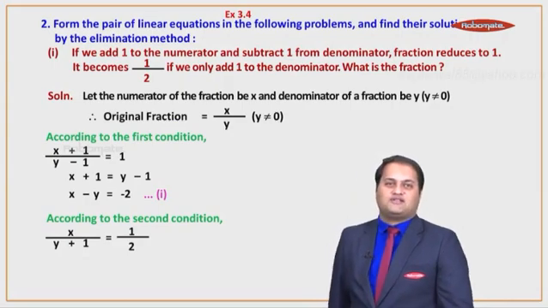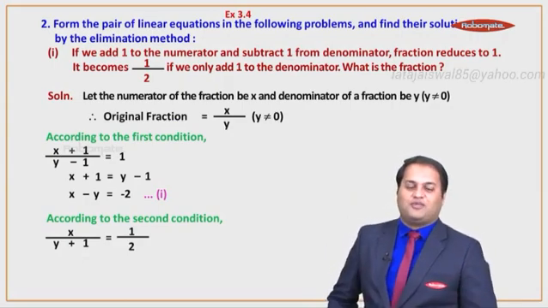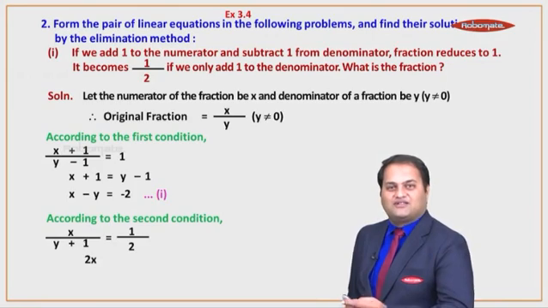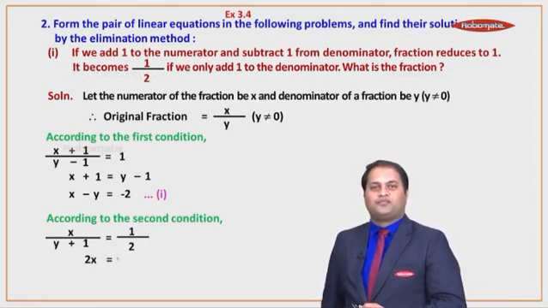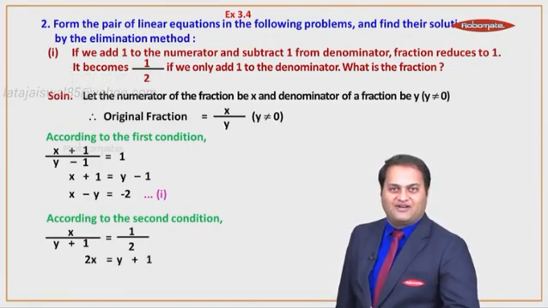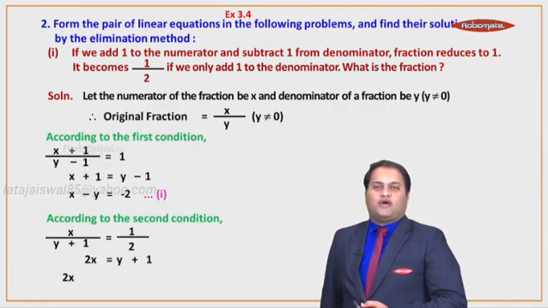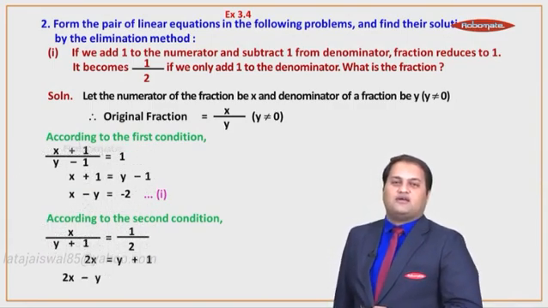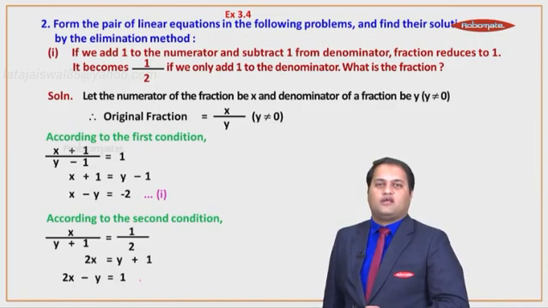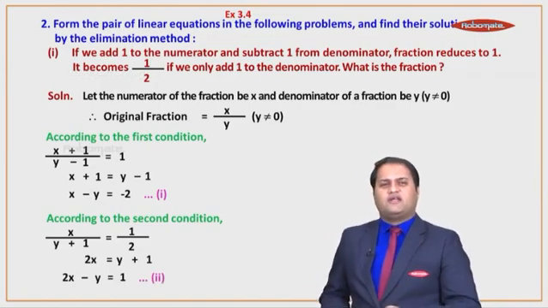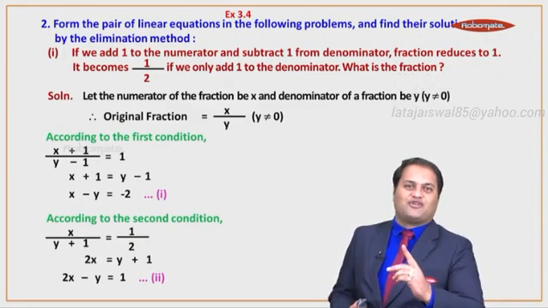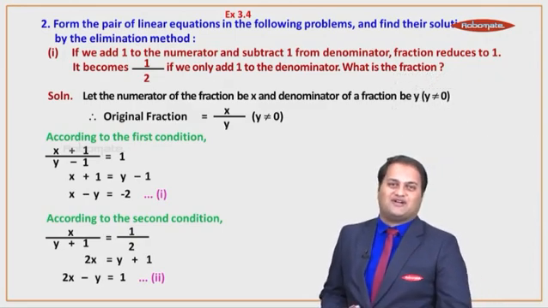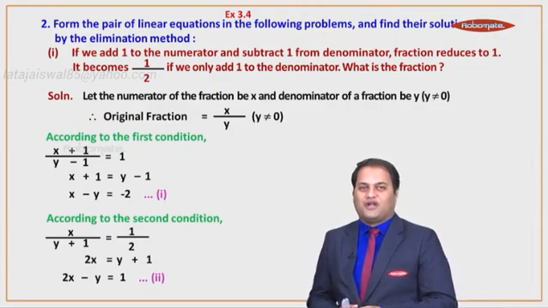Again, to bring it in the simplified form, let's cross multiply. 2 will get multiplied with x, y plus 1 will get multiplied with 1. So we get 2x is equal to 1 into y plus 1, that's y plus 1, right? So you get 2x minus y is equal to 1, equation number 2. Why are we getting the equations in this form, variables on one side and constants on the other side? Because you are supposed to solve it by the elimination method, and in the elimination method we want this form, right?